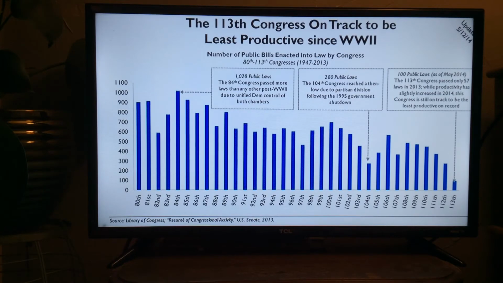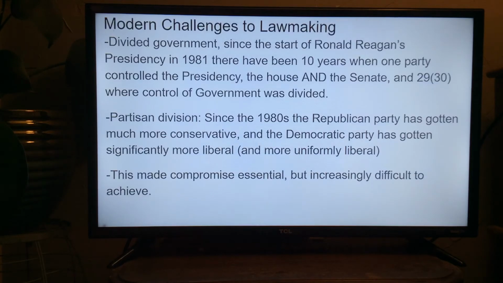So why then have they been less productive? There's a few challenges to lawmaking that have emerged. And the first one I'm going to talk about is what's called divided government. Since the start of Ronald Reagan's presidency in 1981, there have been 10 years where one party controlled the presidency, the House, and the Senate. They had total control. We actually just experienced 2 of those years from 2017 to 2019. Right after Trump was elected, Republicans controlled the presidency, obviously, and they also controlled the House and the Senate.